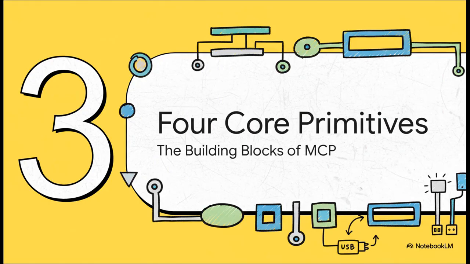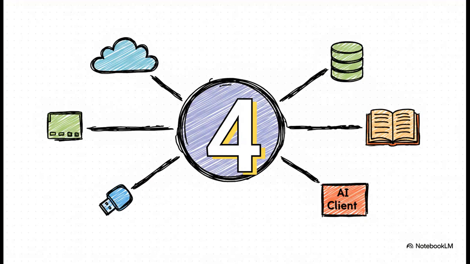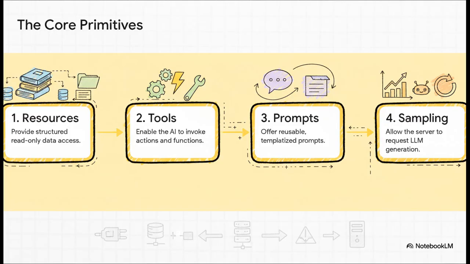Okay, so how does this protocol actually work? What's the magic behind it? Well, it all comes down to 4 pretty simple fundamental building blocks. Just 4. Seriously, the entire power of this universal protocol is built on just 4 core concepts, or primitives. And these 4 ideas cover basically everything an AI would ever need to do to interact with the outside world. Let's break them down.